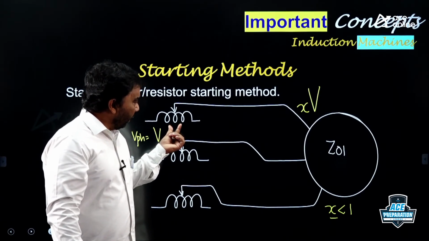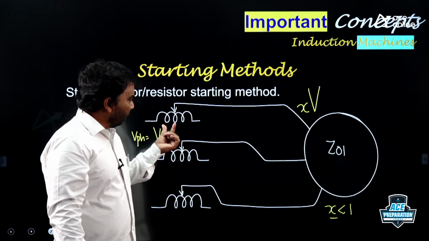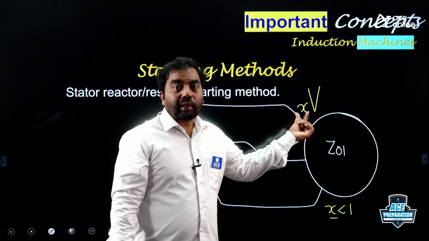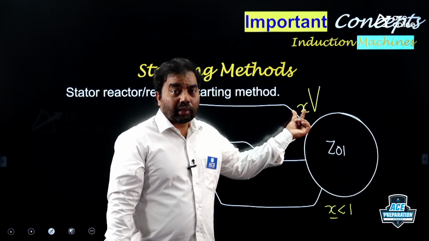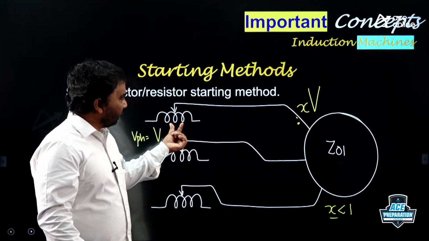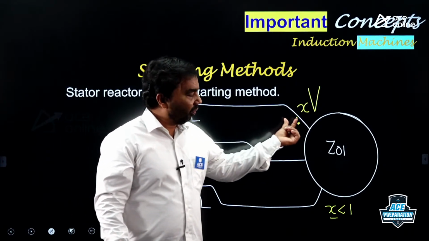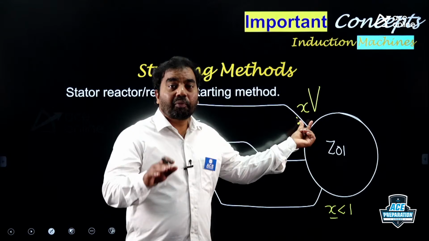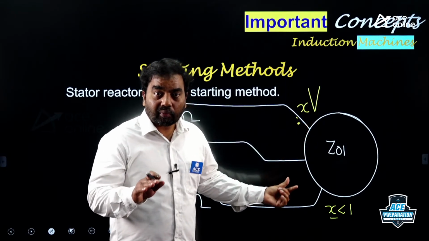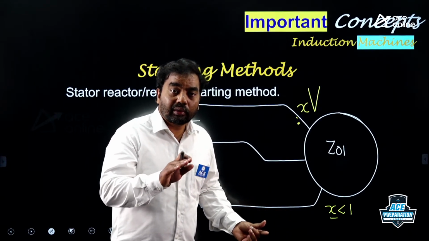What is the meaning of 0.9? Out of 100%, 10% is dropped here, 90% is applied here. So we are reducing the voltage that we are applying to the stator winding by some 10%. If say X is equal to 0.5, 50% we are dropping here, 50% we are applying here. So using this series reactor, a part of the voltage that is applied to the motor windings or the stator windings is reduced.